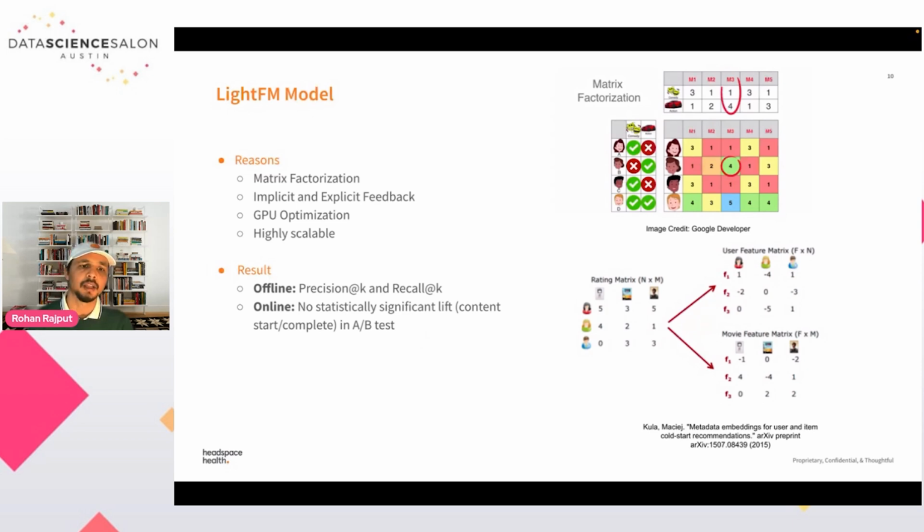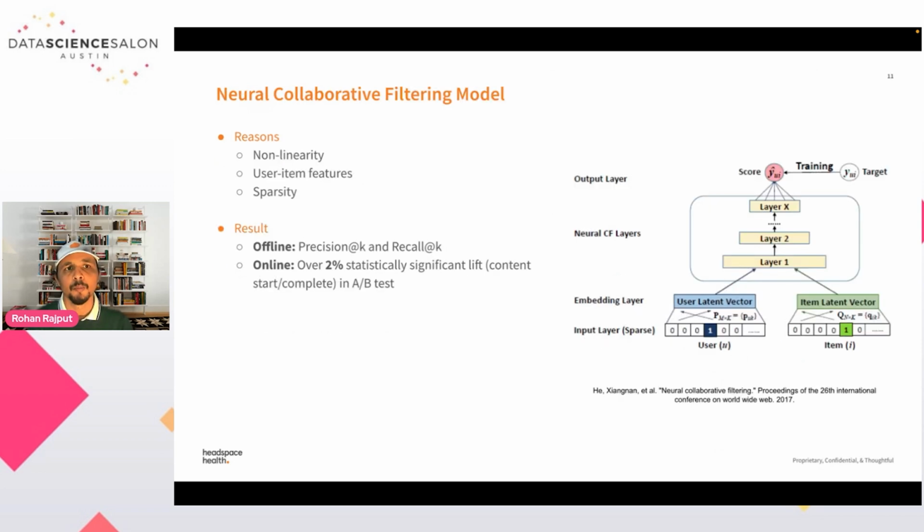Unfortunately, we did not get any statistically significant lift in this experiment, and we tried to figure out what some of the reasons could possibly cause this kind of performance. So we moved to the next model, which was a neural collaborative filtering model.